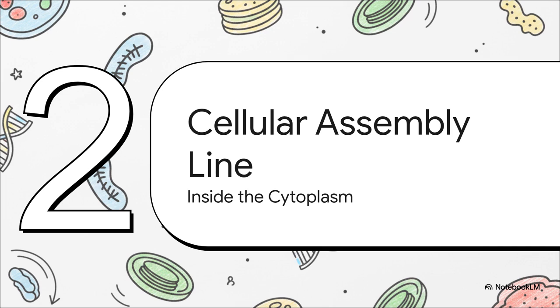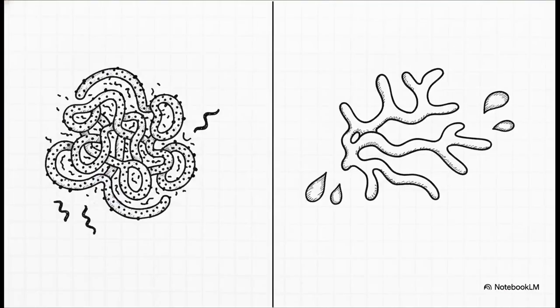Okay, moving on to Section 2, the cellular assembly line. Let's step inside the cytoplasm. First up on the factory floor is the endoplasmic reticulum, or ER for short. This is our main manufacturing area, and you definitely need to know the 2 types for your exams. The rough ER is covered in these tiny little ribosomes, which gives it a bumpy, rough look under a microscope.